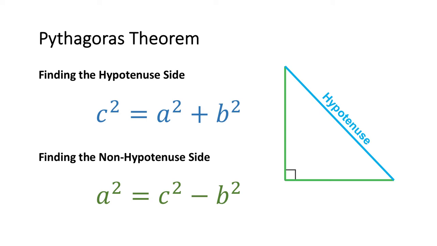We use the a squared plus b squared formula when we're finding the hypotenuse side, so the side opposite the right angle. If it's on the other two sides, then it's a squared equals c squared minus b squared. So when answering word questions, it's important to remember the differences in those two formulas that we use with Pythagoras. So let's have a look at our example.